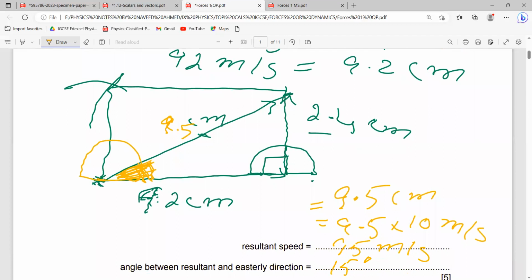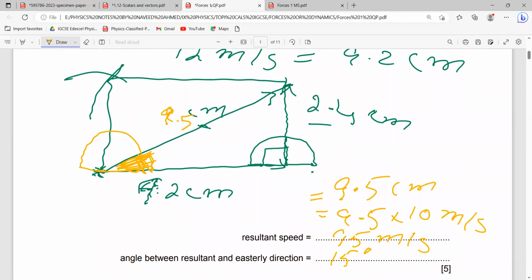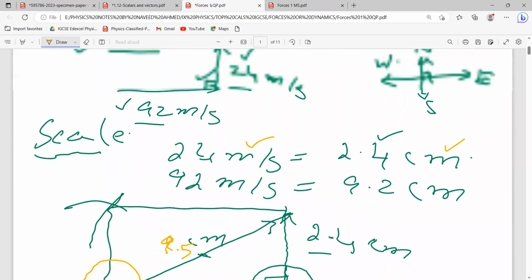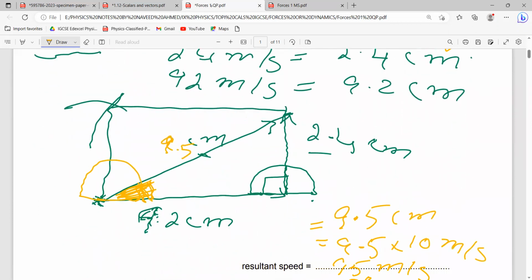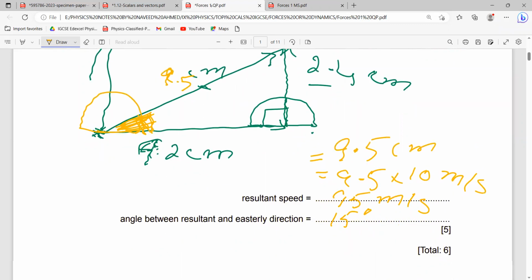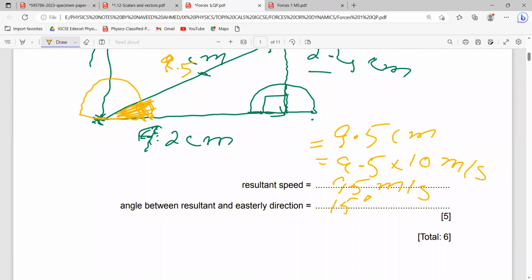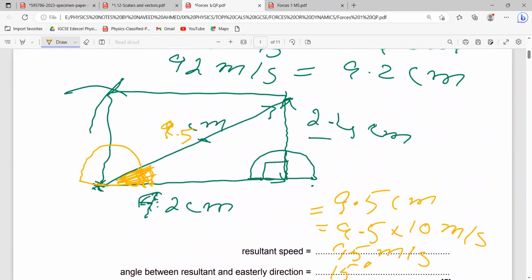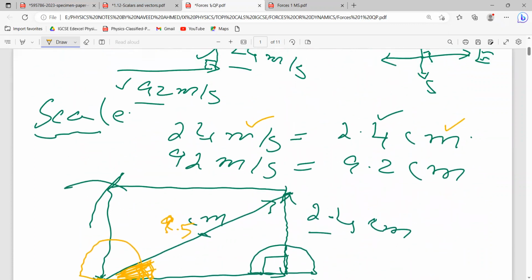Then you will draw the diagonal and measure the length of the diagonal. It's about 9.5 centimeter and 1 centimeter, 10 meter per second. So according to this, 9.5 meter per second is the magnitude of the resultant speed. Then you will find the direction with the help of the protector towards east, this about 15 degree. So these are the some steps you have to follow to draw the diagram, vector diagram.